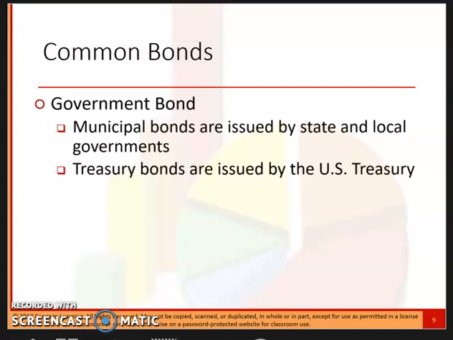Okay, common types of bonds. We have government bonds, which includes municipal bonds. Those are issued by state and local governments. The one key difference: the municipal bonds, again, issued by state and local governments, they are tax exempt.